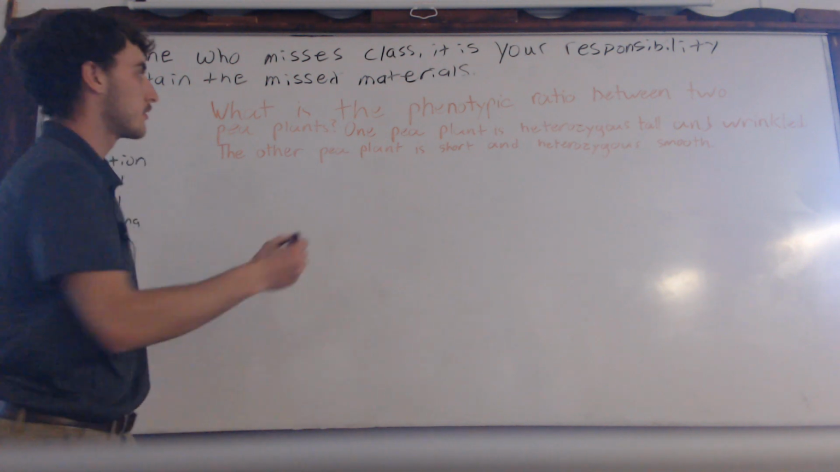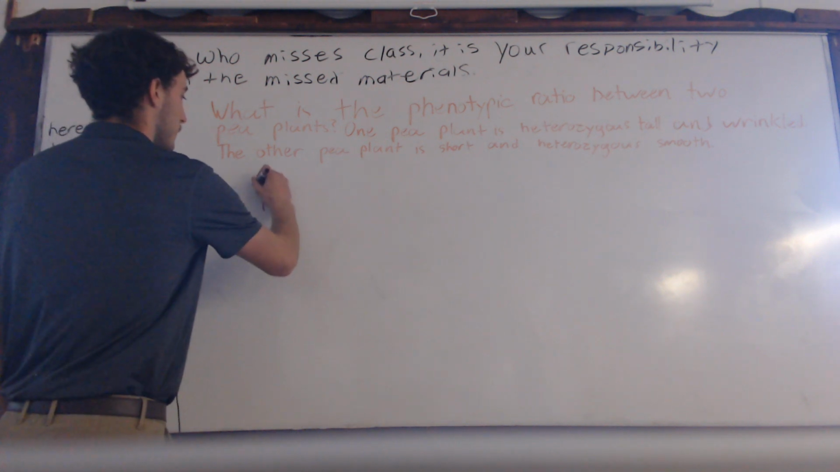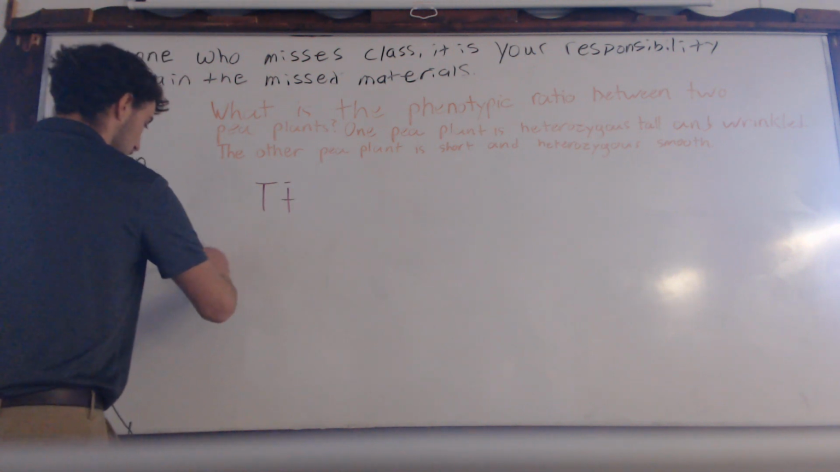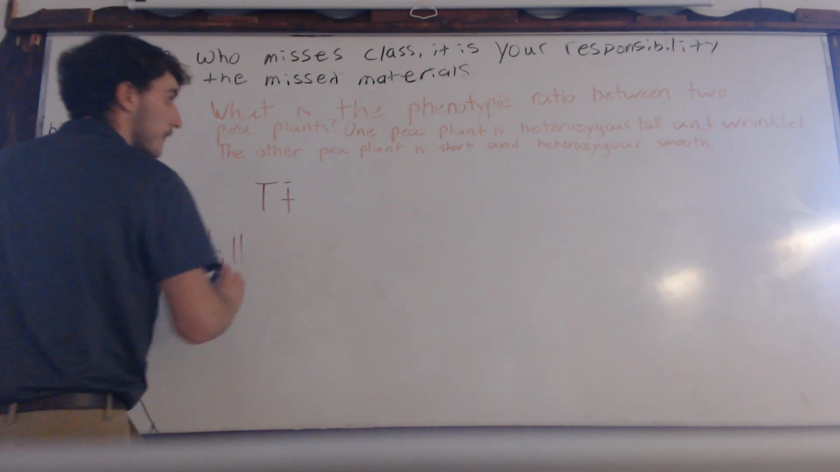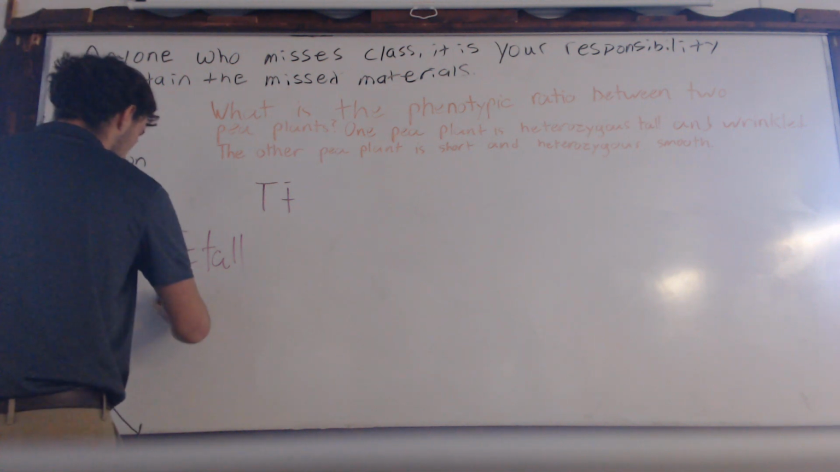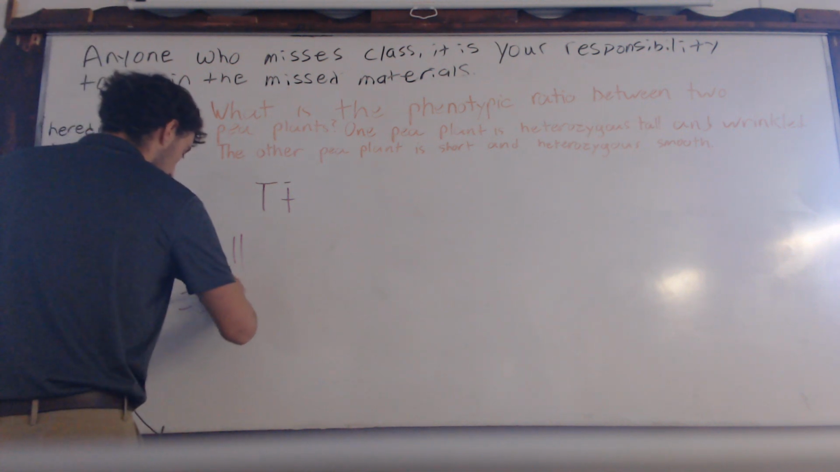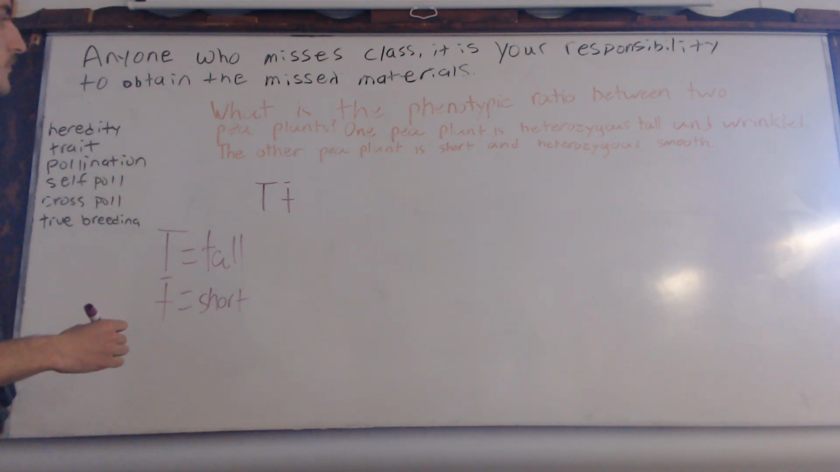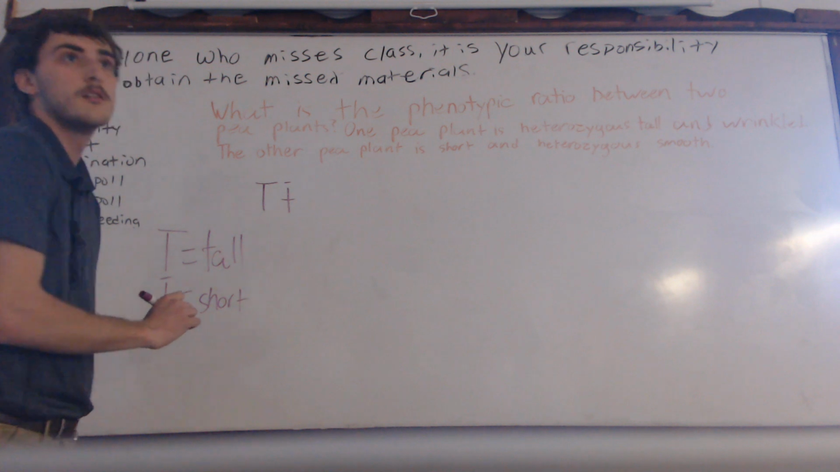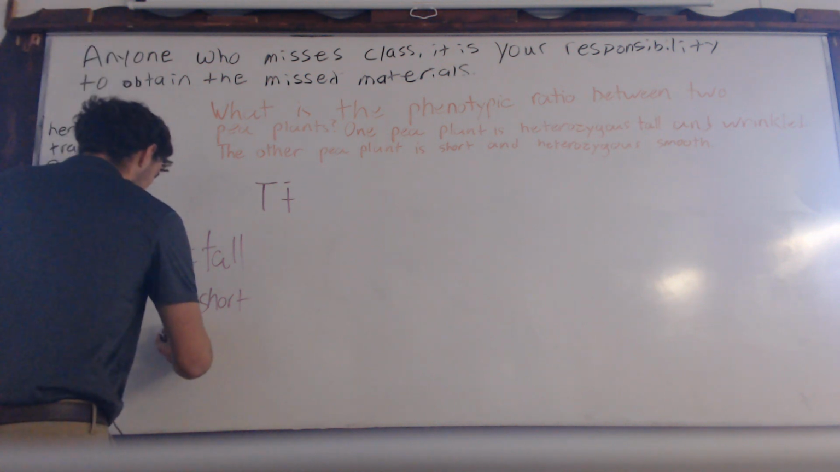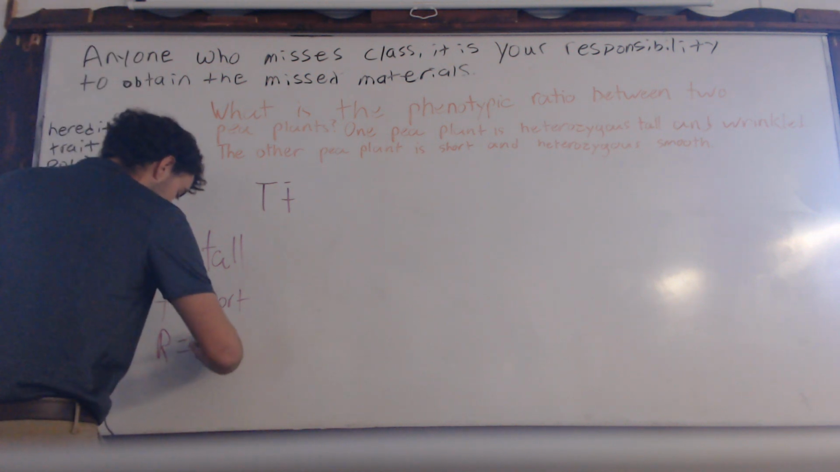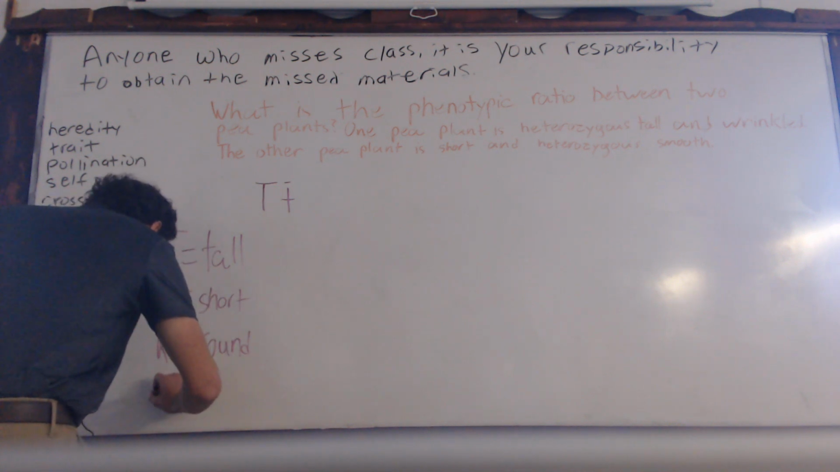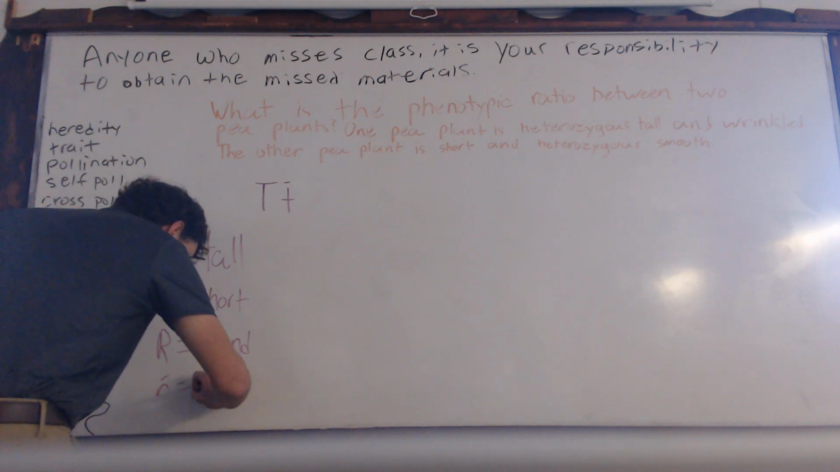Capital T, lowercase t. Capital T is tall. Let's put... what was it? Smooth? Wrinkled. So capital T is tall, lowercase t is short. Round is dominant, so let's go capital R. Lowercase r is wrinkled. So it's big T, little t, and then little r.